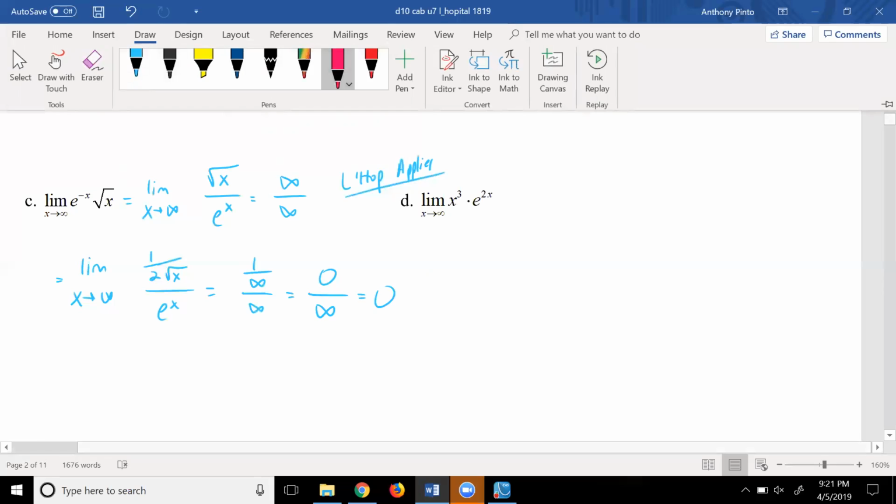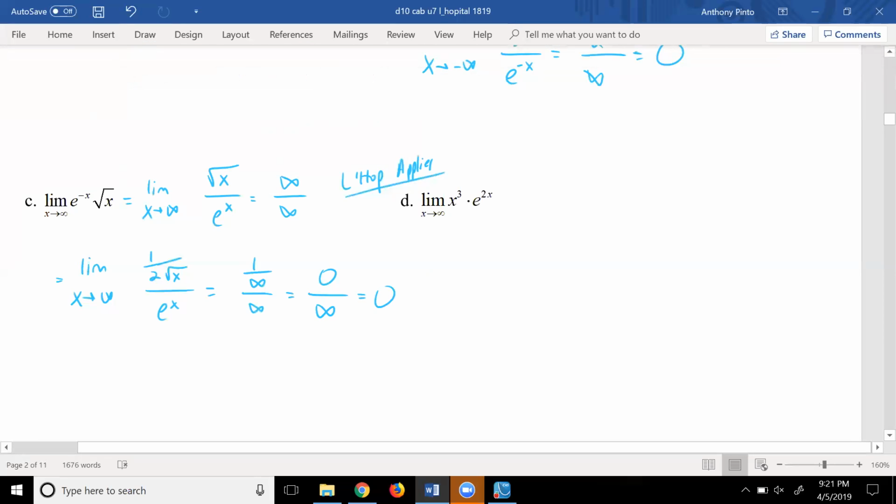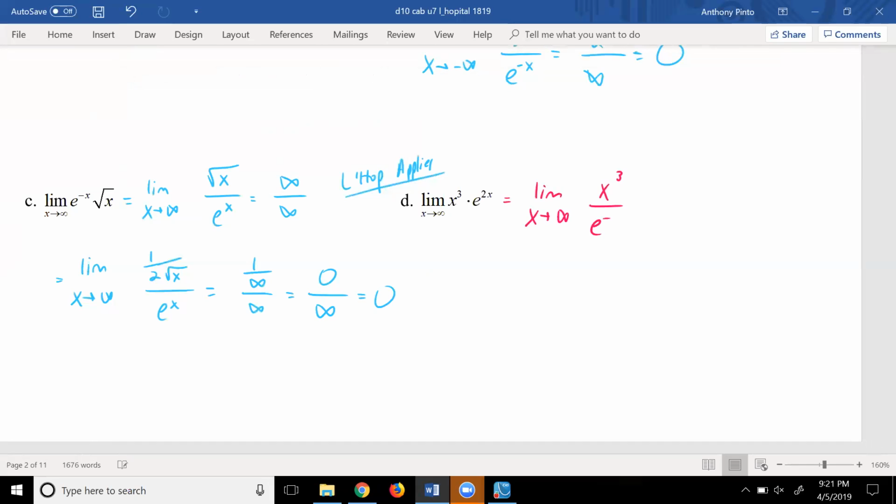And then last but not least, let's look at D. The limit as x approaches infinity, we'll rewrite it so that it's a fraction. x cubed over e to the -2x. When we plug in infinity, infinity cubed is infinity. e to the negative infinity. Well, I know e to the x looks like this. So as I go to negative infinity, e to the negative infinity is actually equal to 0. So guess what? L'Hopital's does not apply.